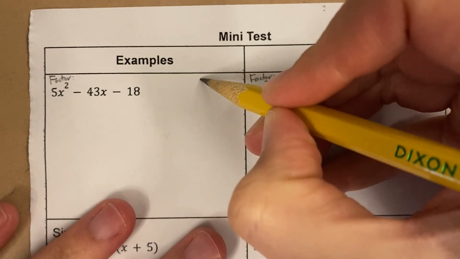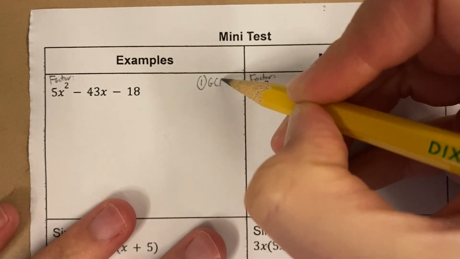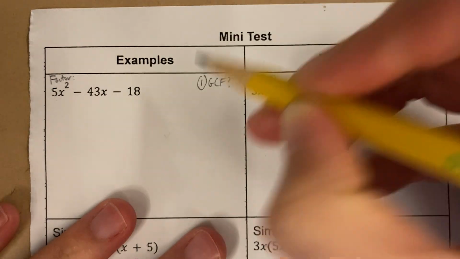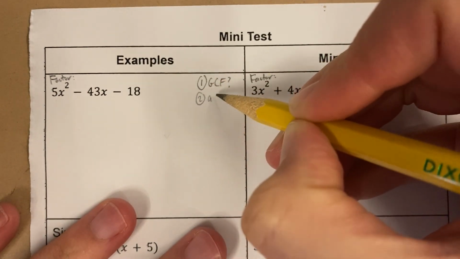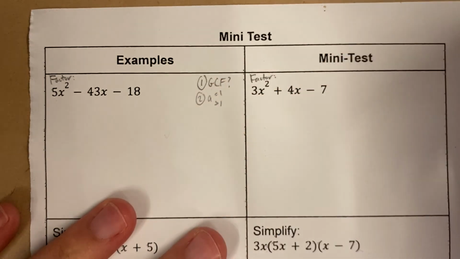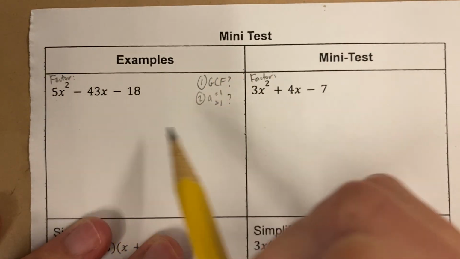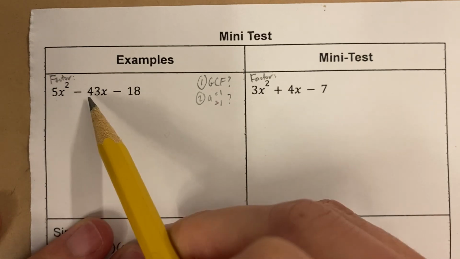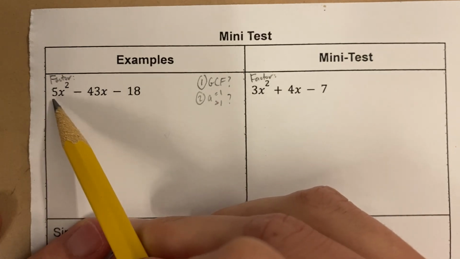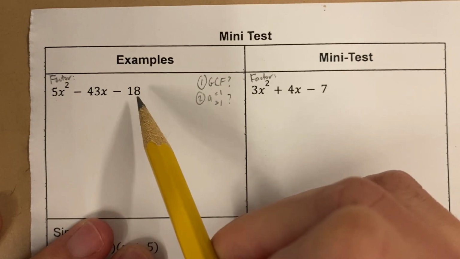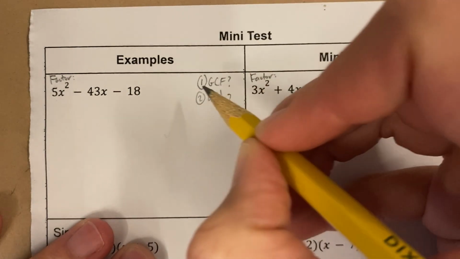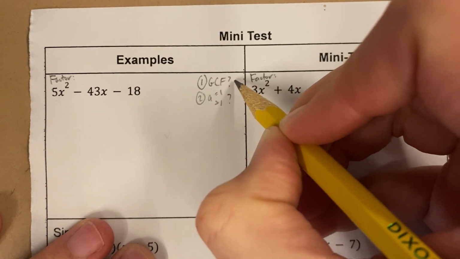Remember, my first question I asked myself when I'm factoring is, is there a GCF? Okay, and then next I ask myself, is A equal to 1 or greater than 1? So those are the questions I'm asking myself. So first I'm looking, is there a GCF? Is there a number that multiplies to 5, 43, and 18? The only numbers that multiply to 5 are 5 and 1. Does 5 multiply to 43 or 18? Nope. So there's no GCF.